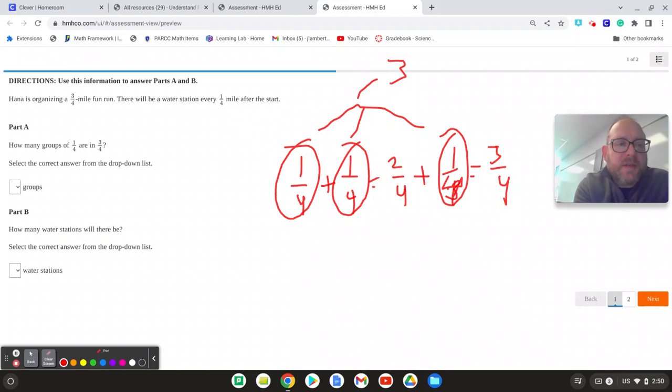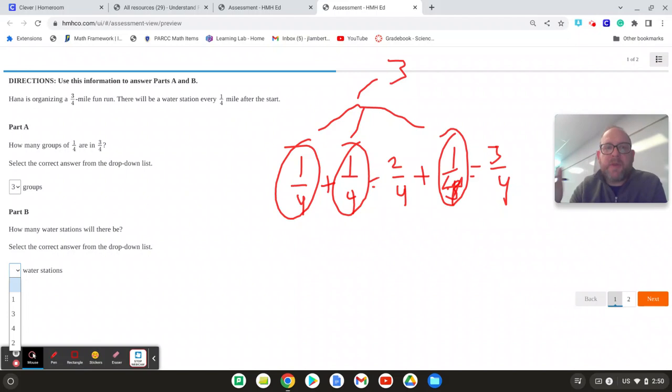So if I do this, I'm going to say there are 3 groups. And then how many water stations will we have? You got to think through, if I have 3 groups of 1/4, then how many water stations would I need if there's a water station every 1/4 after the start? Go ahead and put your answer in. We'll check it out. All right, that answer, of course, is going to be 3 water stations.